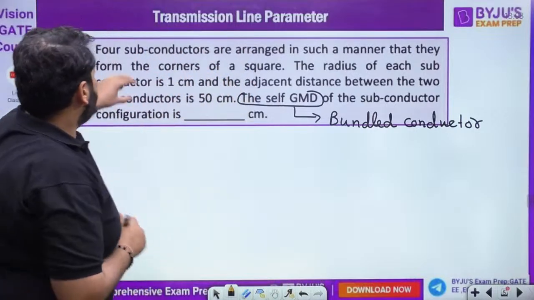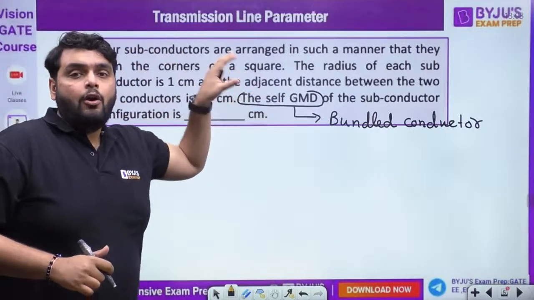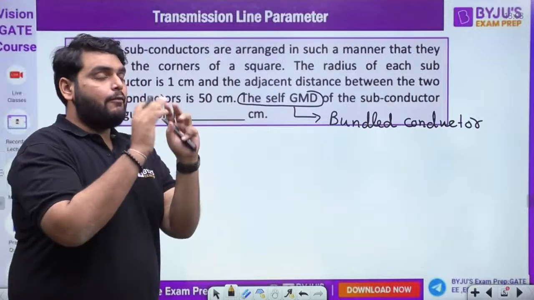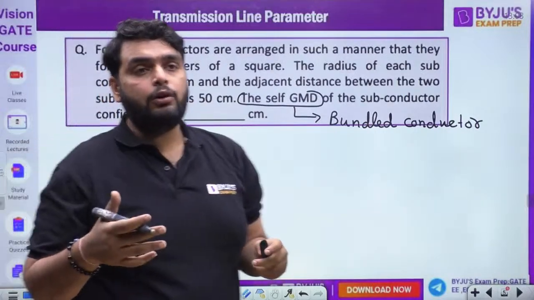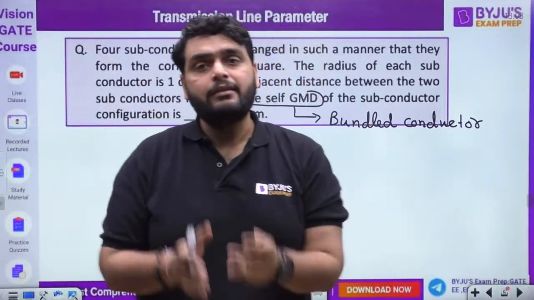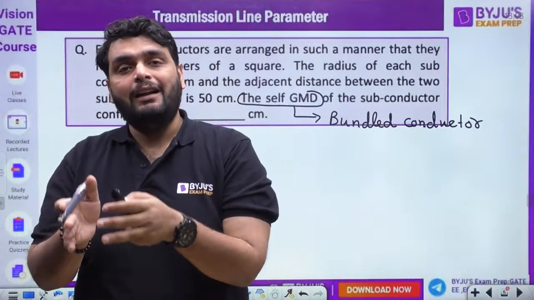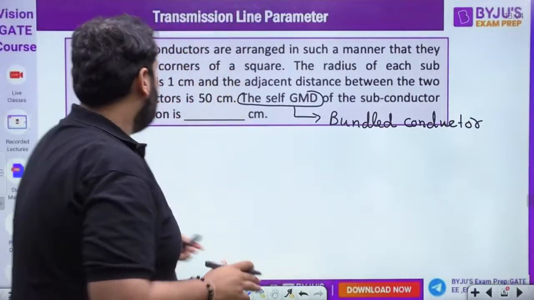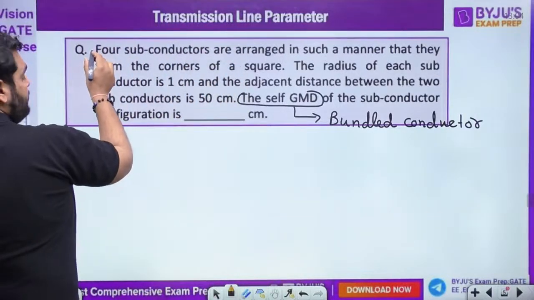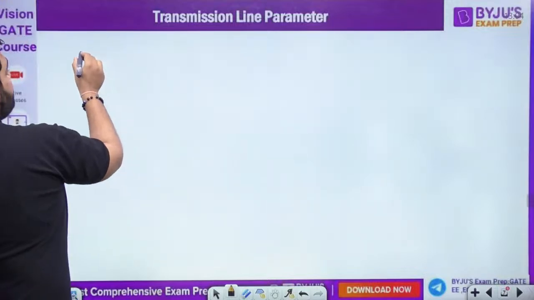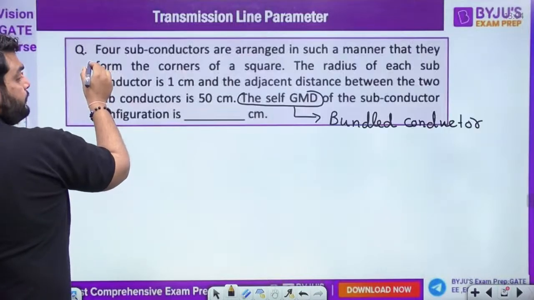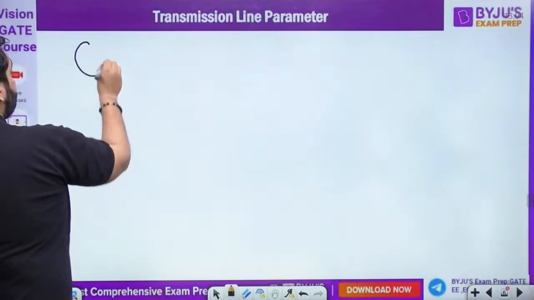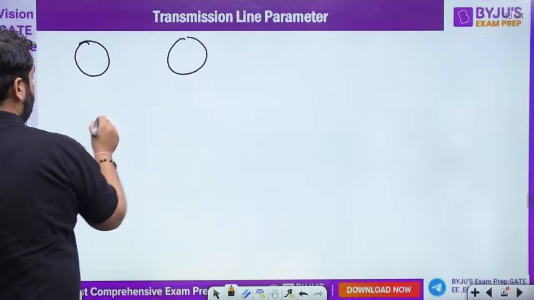Now they are saying we have 4 subconductors. 4 subconductors means that we have 1 conductor, inside that we have 4 subconductors. It means that one phase of a conductor is made up of 4 conductors. So here we can draw the diagram easily. Since we have 4 subconductors, we can draw the diagram like this.